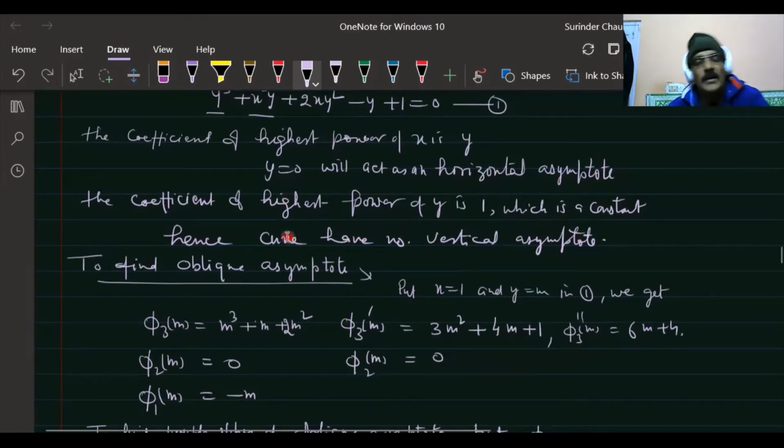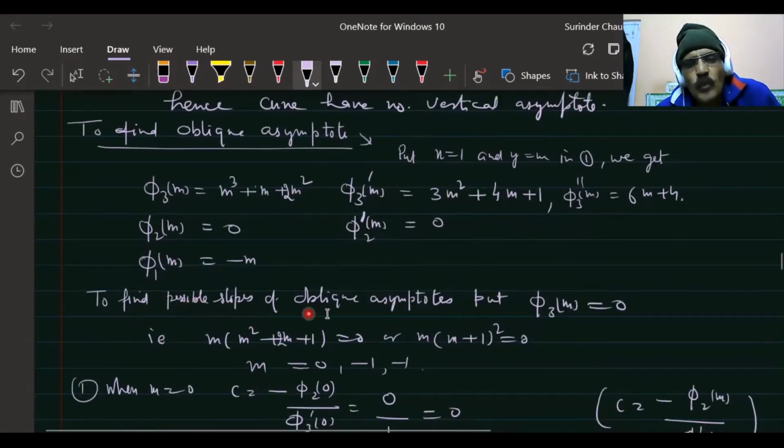Now to obtain the oblique asymptotes, we adopt the same procedure: put x equal to 1 and y equal to m in the different degree terms of the equation. In the third degree term, we get phi 3 of m. In the second degree term, this is 0. Put x equal to 1 and y equal to m in the first degree term, phi 1 of m equals minus 1. Then differentiate these with respect to m.